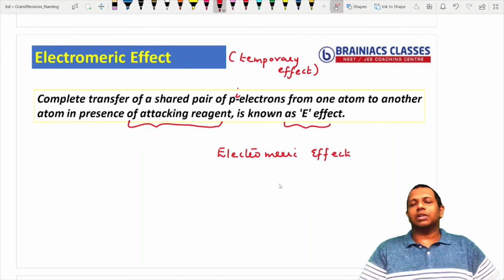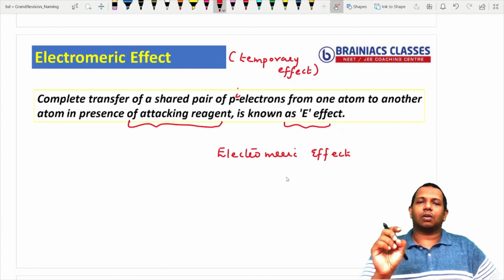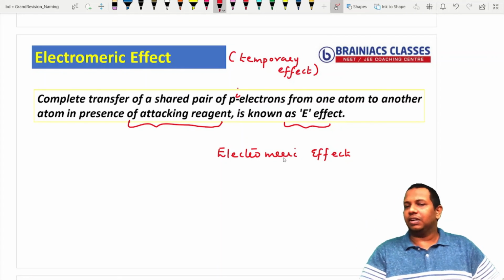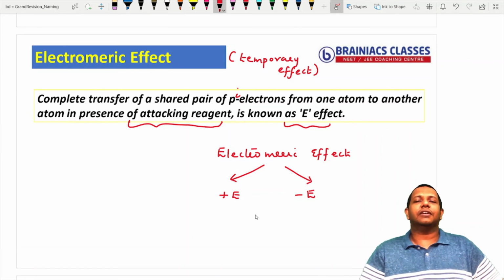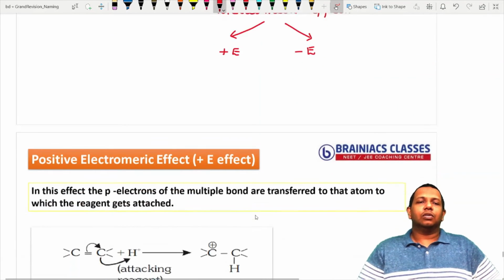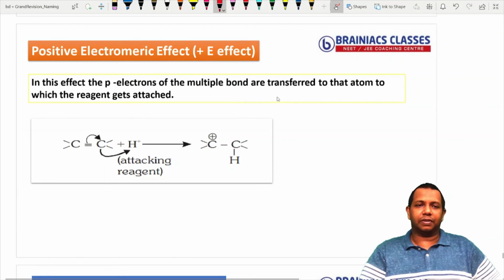We know there are 2 types of attacking reagent, electrophile and nucleophile. Only in their presence will this shifting of pi electrons from one atom to another atom take place. And this electromeric effect is further classified into 2, that is plus E effect and minus E effect. Let's see what is plus E effect and minus E effect. The first one we are going to describe here is the positive electromeric effect or plus E effect.